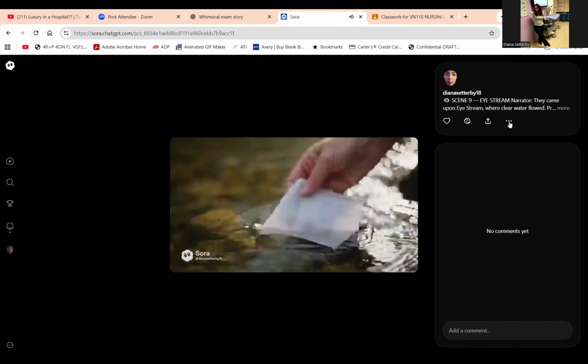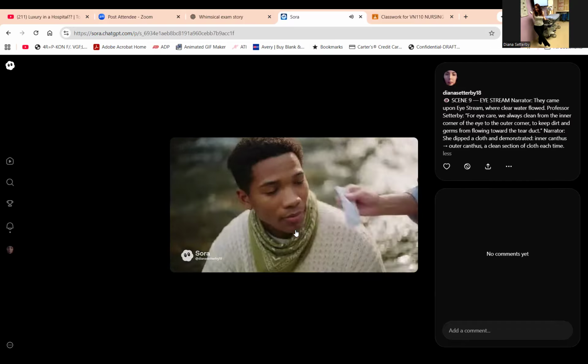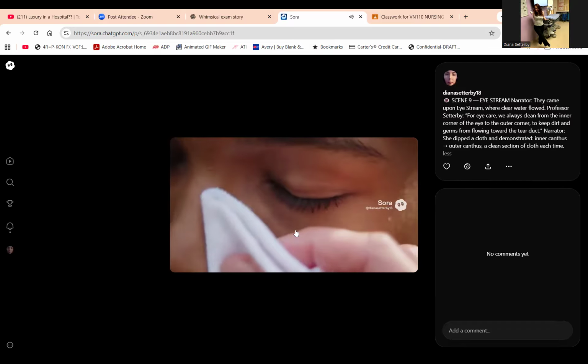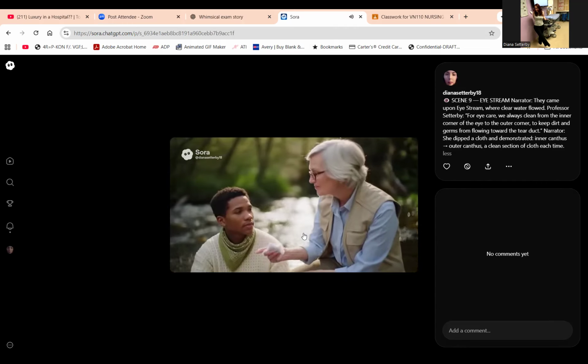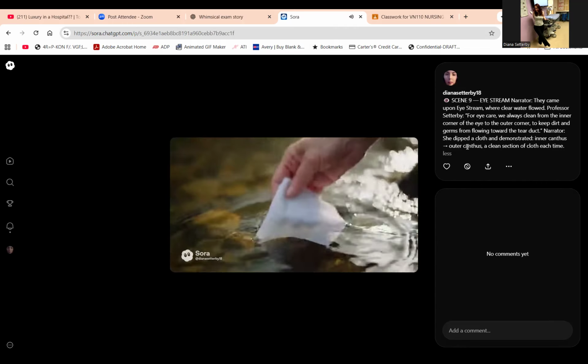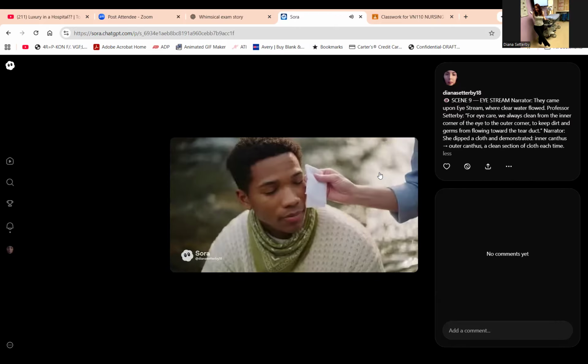They came upon eye stream where clear water flowed. For eye care, we always clean from the inner corner of the eye to the outer corner to keep dirt and germs from flowing toward the tear duct. She dipped a cloth and demonstrates.